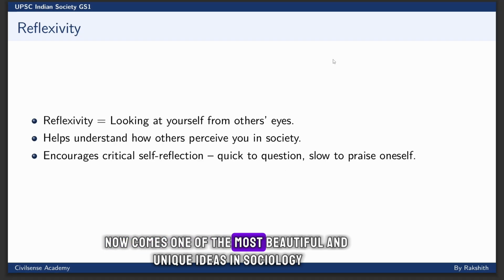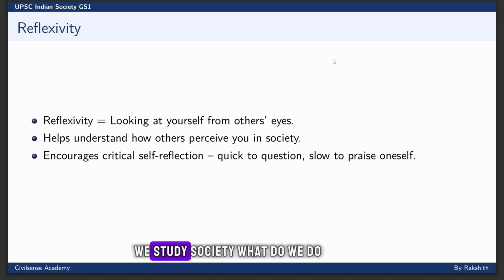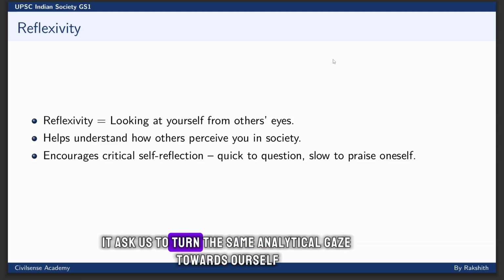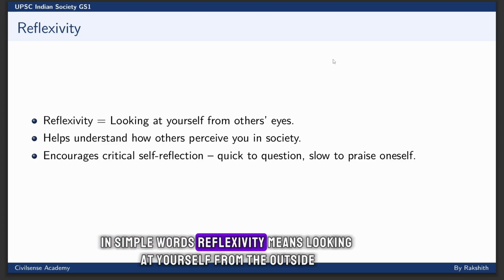Now comes one of the most beautiful and unique ideas in sociology, that is reflexivity. We study society, what do we do? We observe others and we judge others, and also we analyze others. But reflexivity asks us to do something different. It asks us to turn the same analytical gaze towards ourselves. In simple words, reflexivity means looking at yourself from the outside.